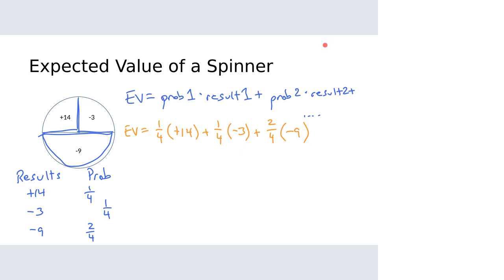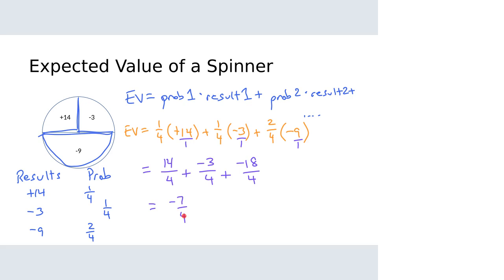Little reminder, when multiplying fractions times whole numbers, we can rewrite those whole numbers as fractions so that now we just multiply numerators together, multiply denominators together. And here we have 1 times 14 over 4 times 1. 1 times -3, the negative is really important, over 4 times 1. 2 times -9 over 4 times 1. Since I have a common denominator, I can add these together. Let's see, 14 minus 3 minus 18, that's -7 over 4.